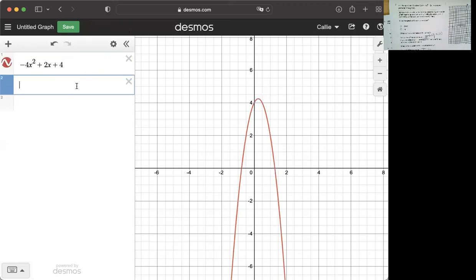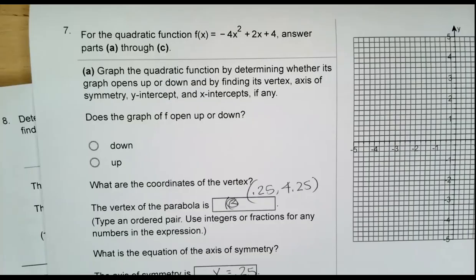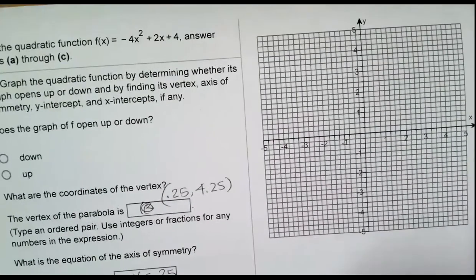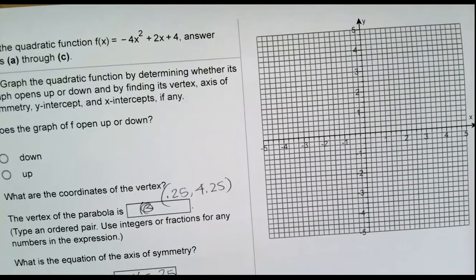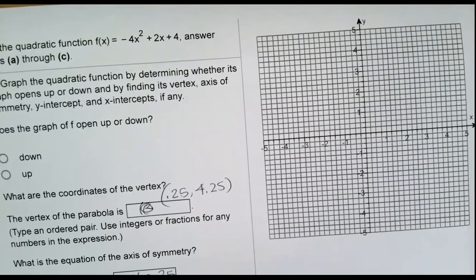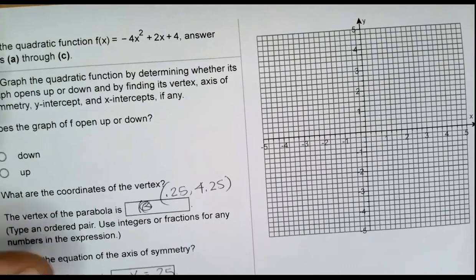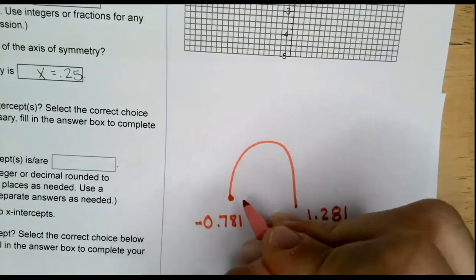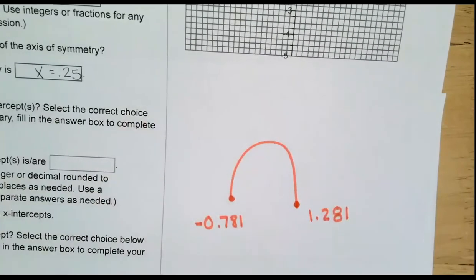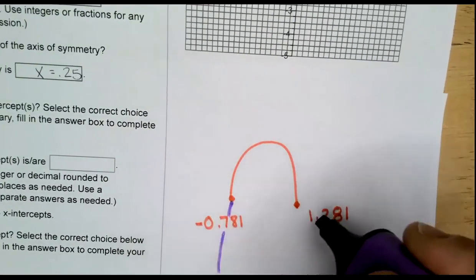So the way you would write that, I'm trying to think how to write it. What it looked like was, this is negative 0.781. This is 1.281. So it's positive here, and then it becomes negative right there, right? So after that, it's on the negative side.